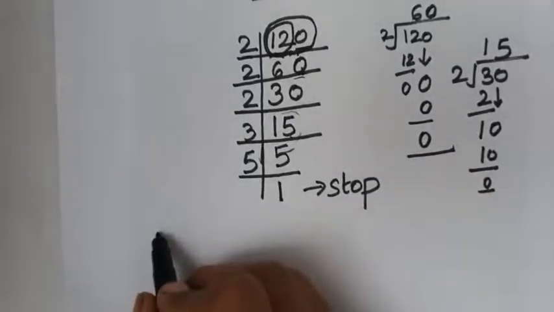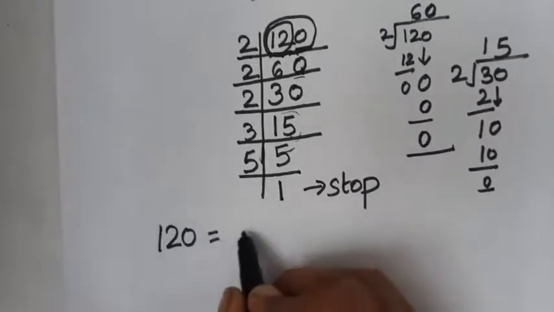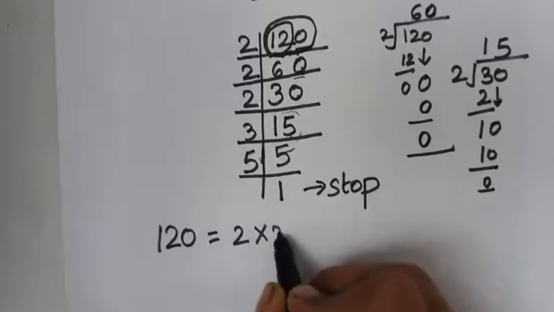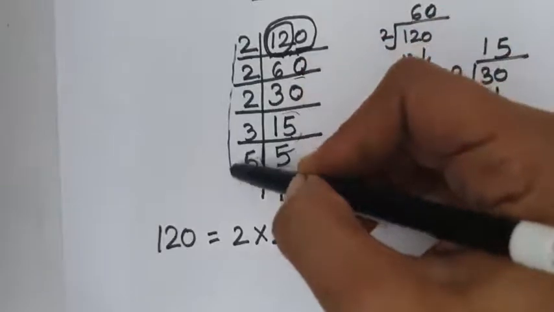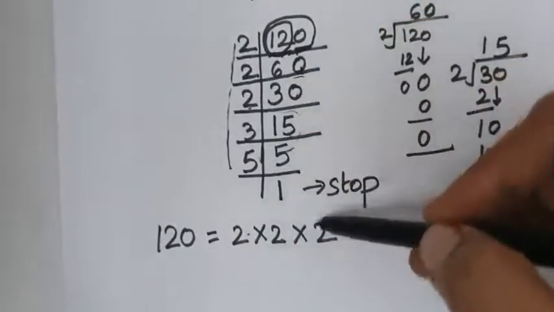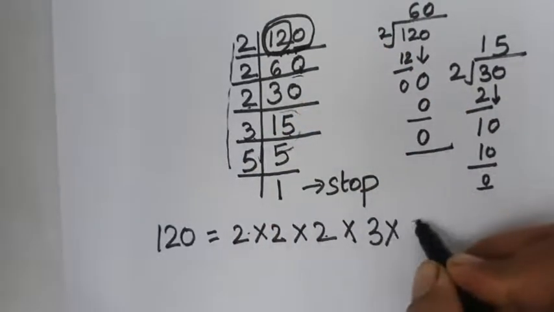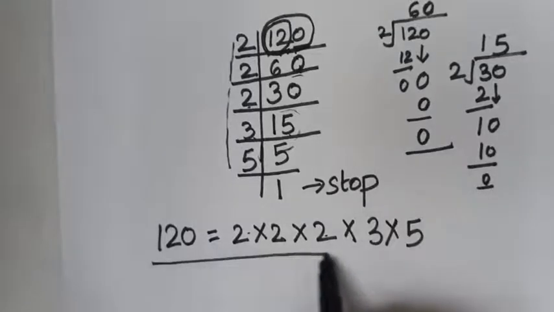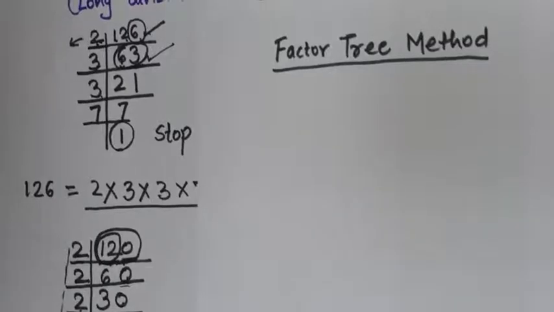Now what will be the prime factorization of 120? That will be 2 multiply 2 multiply 2. See, I am starting from here. 2 multiply 2 multiply 2 multiply 3 multiply 5. So this is your prime factorization of 120. Now let us discuss factor tree method.